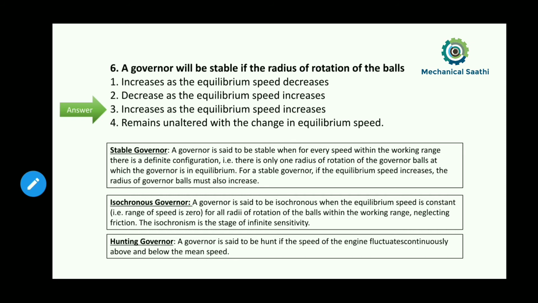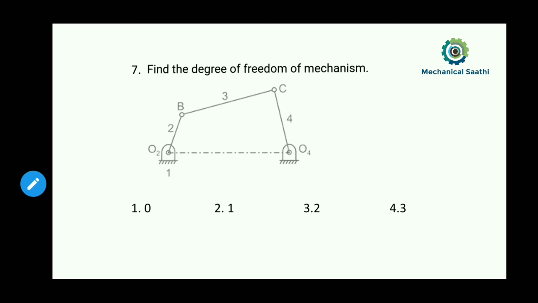So let us move towards the next question, that is question number 7. We need to find out the degree of freedom for this mechanism. Let us see what is given. Basically we can see that there are 4 links, and if we count the joints, this is 1, 2, 3, 4. So there are also 4 joints.